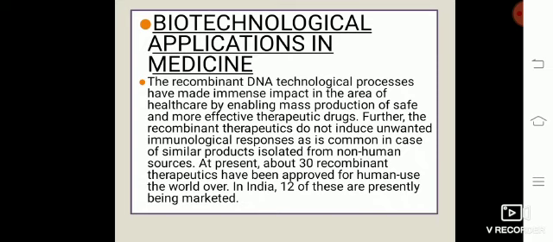Many of the top-ranking biotechnology companies in the world are engaged either in developing pharmaceutical drugs or in providing services for human healthcare. The applications of biotechnology include prevention, diagnosis, and cure of disease. At present, 30 recombinant therapeutics have been approved for human use the world over. In India, 12 of these are presently being marketed.